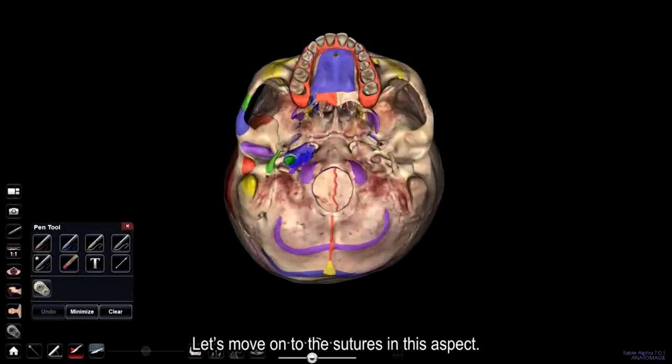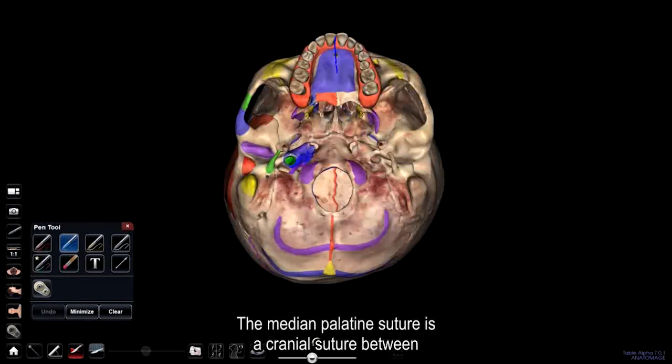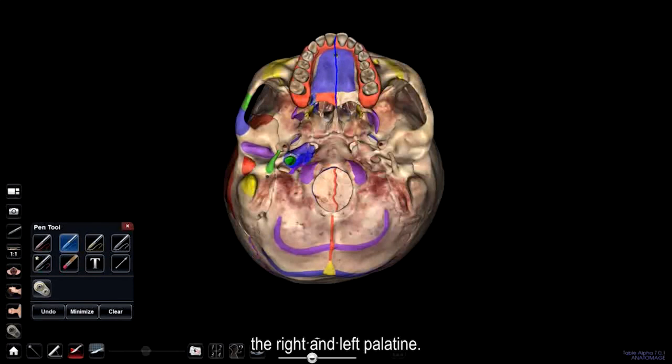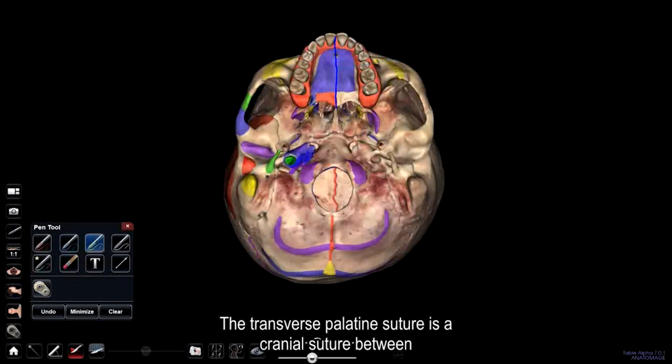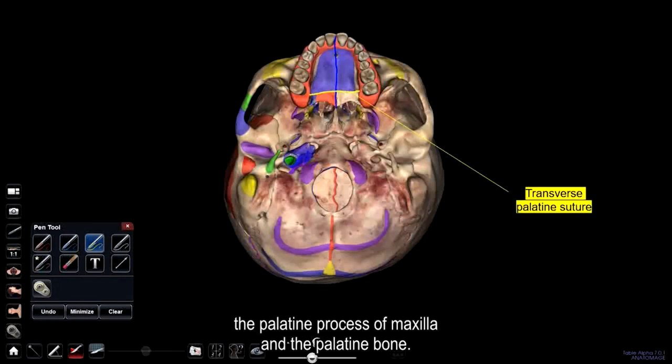Let's move on to the sutures in this aspect. The median palatine suture is a cranial suture between the right and left palatine. The transverse palatine suture is a cranial suture between the palatine process of the maxilla and the palatine bone.